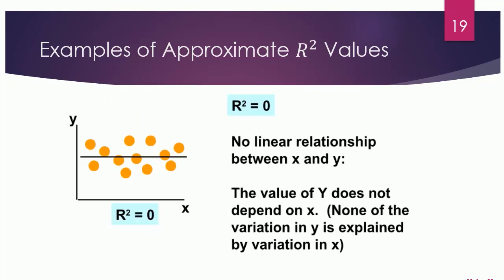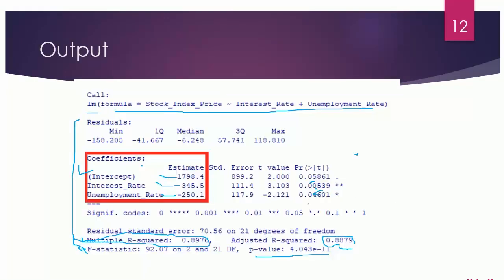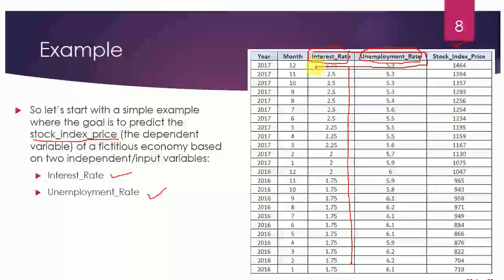Now x can be x1, x2, there can be multiple x's. So multiple r square, see it is 0.89. So it is between 0 and 1. So there is a very significant relationship between our y and x1, x2. If it is exactly 1, then there is a perfect linear relationship. So 89% of the variance in the y, that is stock index price, has been explained by interest rate and unemployment rate.